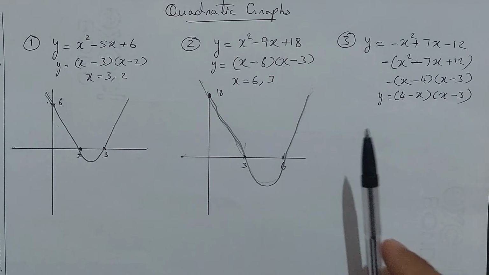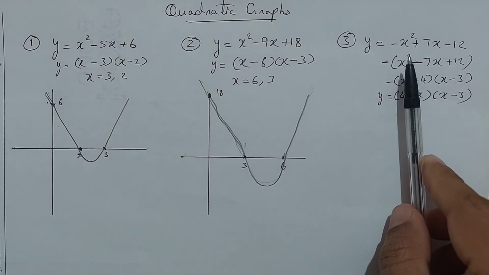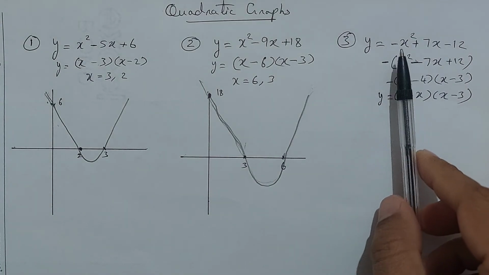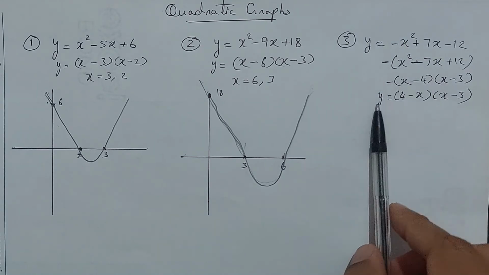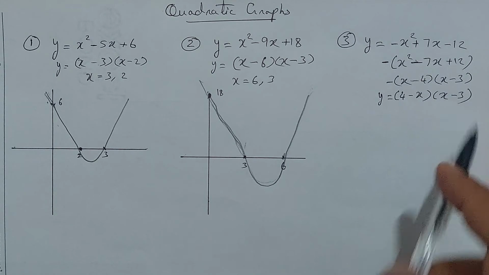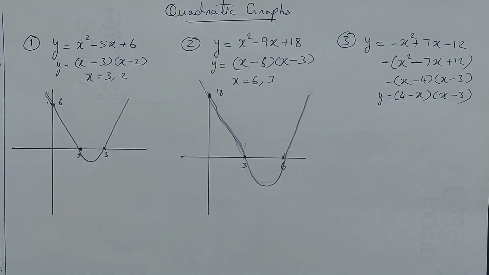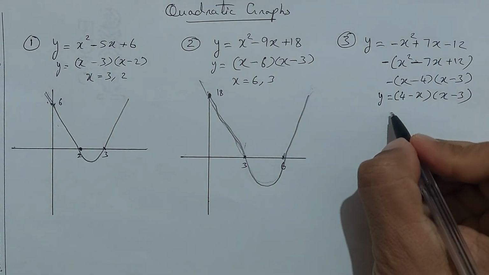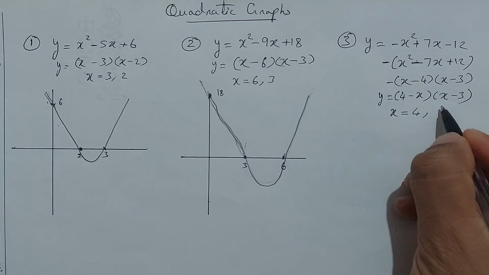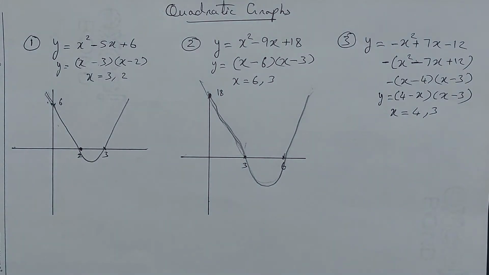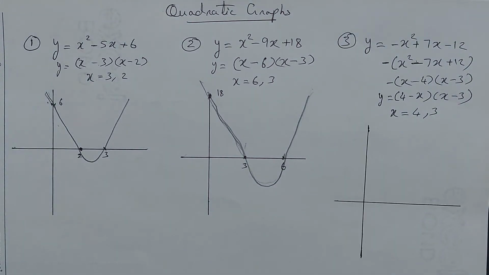Whenever you are solving in GCSE, or in A level without a calculator, if the x squared is negative, just take the minus out, make it positive, solve it and multiply it back. If you try to do it the other way, there's a high chance things can go wrong and you'll get a wrong answer. So yeah, x values are 4 and 3, right? Let's start the graph now. Yeah, so let's plot it.